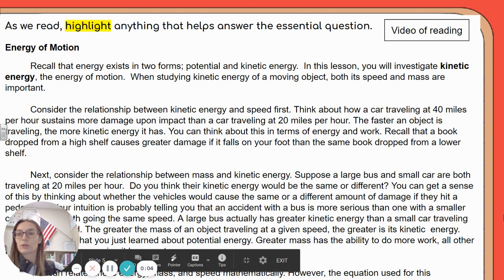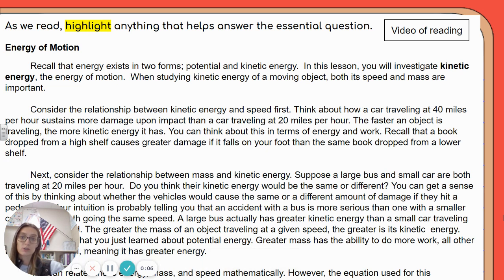Energy of motion. Recall that energy exists in two forms, potential and kinetic energy. In this lesson, you will investigate kinetic energy, the energy of motion. When studying kinetic energy of a moving object, both its speed and mass are important. Consider the relationship between kinetic energy and speed first.